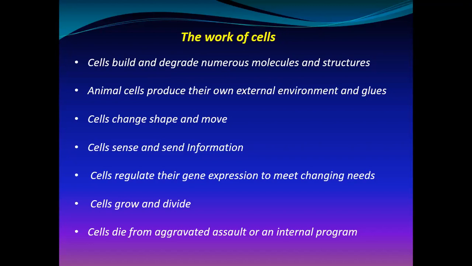A cell is programmed to die after some time. That is what we call programmed cell death. We call it apoptosis, A-P-O-P-T-O-S-I-S. Apoptosis means programmed cell death. Sudden cell death is called necrosis.